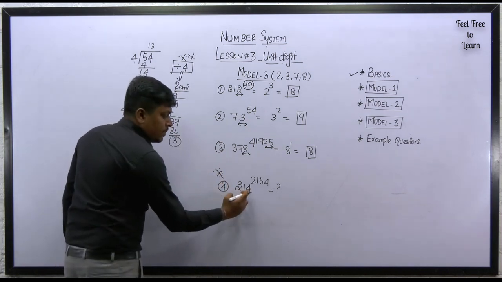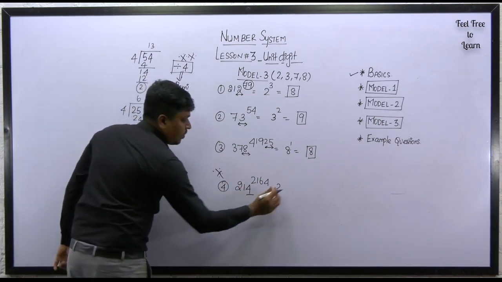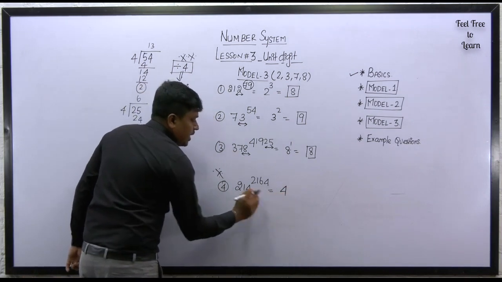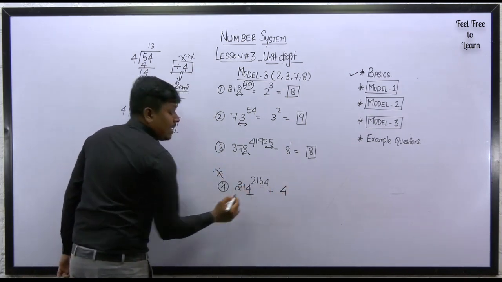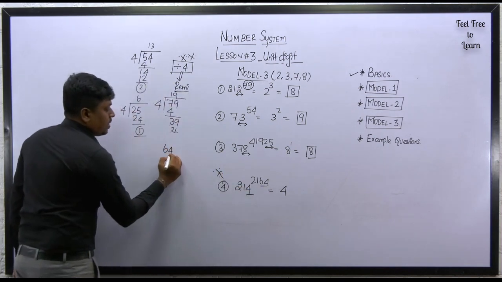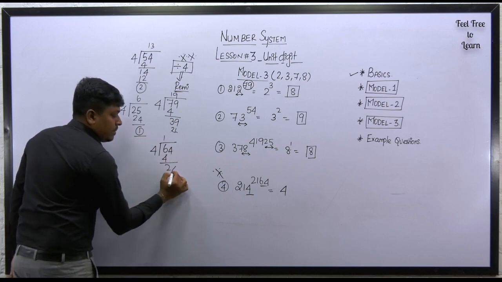So 214 power 2164. First, the last digit is 4, so write down 4 here. And for 2164, you don't want to take all the 4 digits, just take only the last 2 digits. So 64 divided by 4. 1 4 is 4, so the remaining will be 24.